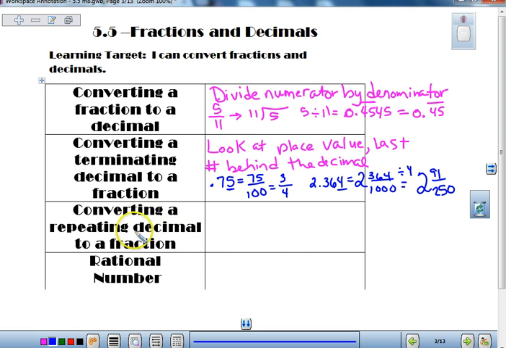When we convert a repeating decimal to a fraction, this is one that we're going to probably take a little extra day on.